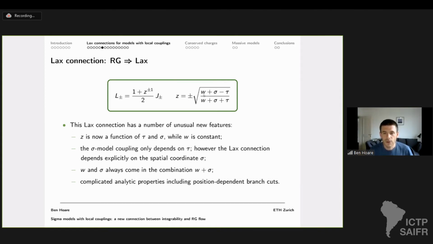There's also this observation that W, the spectral parameter, and the spatial coordinate sigma always come in this combination W plus sigma, and we have some understanding of why this happens from a technical point of view. However, it feels like there should be some deeper understanding of what's going on here. And finally, we note that this Lax connection seems to also necessarily have some complicated analytic properties, including position-dependent branch cuts in the W plane, which won't be so easy to get rid of.